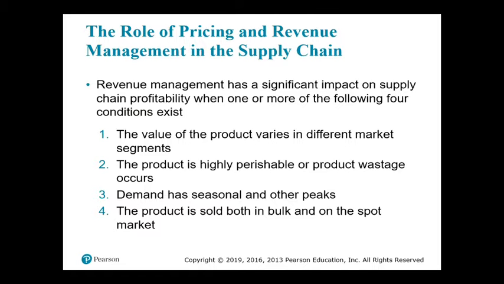We may be selling the product in bulk in a wholesale market, and we can also be selling the product on the spot market, which means we're going to deliver the products immediately and possibly make a higher profit margin. So you can think of it as wholesale versus retail.